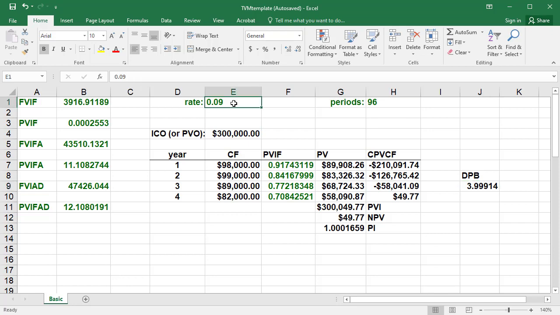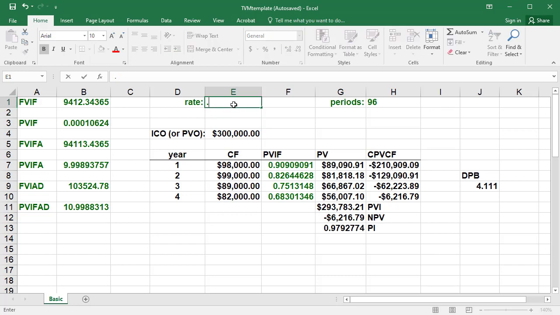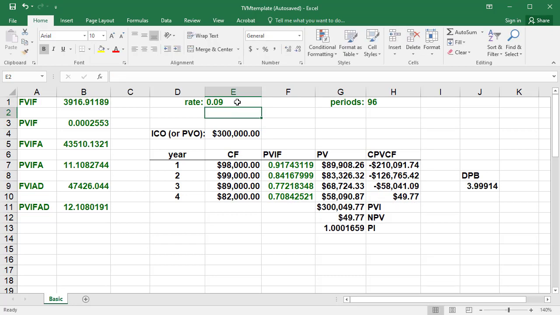If I take this up to 10%, for example, that's way too much. We get a negative $6,216.79 for net present value. So I'm going to change this back to 0.09, our original cost of capital.